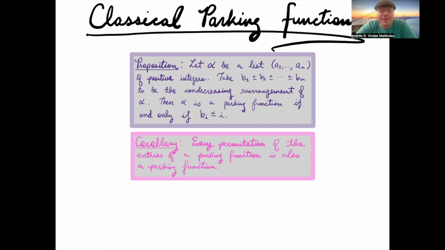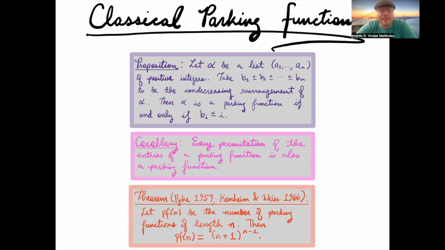As a corollary, we have that every permutation of the entries of a parking function is also a parking function. And so enumerating the parking functions of length n has a very nice formula. This is given by Pyke and Konheim and Weiss. And the formula is n plus 1 to the n minus 1. And I should note that Konheim and Weiss were studying parking functions to study hashing problems motivated by computer science.